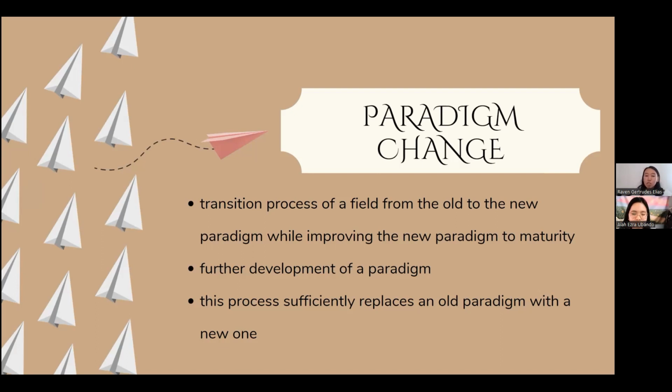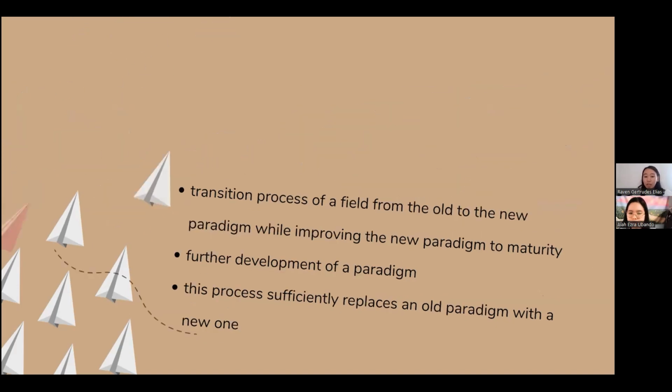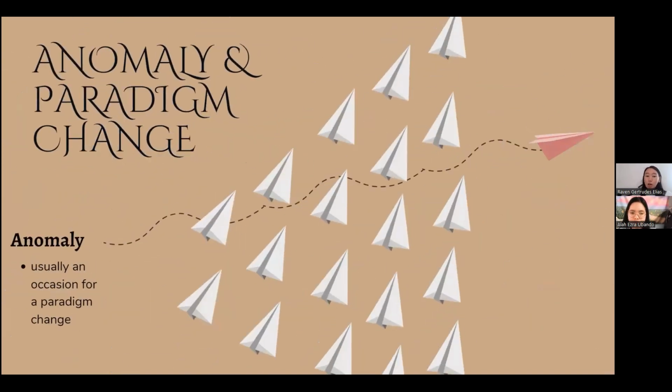But what does paradigm change have to do with anomaly? According to Kuhn, an anomaly is usually an occasion for paradigm change. So the more precise and accurate a paradigm is, the more it provides a sensitive indicator of an anomaly. Now, let's talk about the effects of a paradigm change. Do you have an idea of how paradigm change creates a significant impact on the world, Aya?